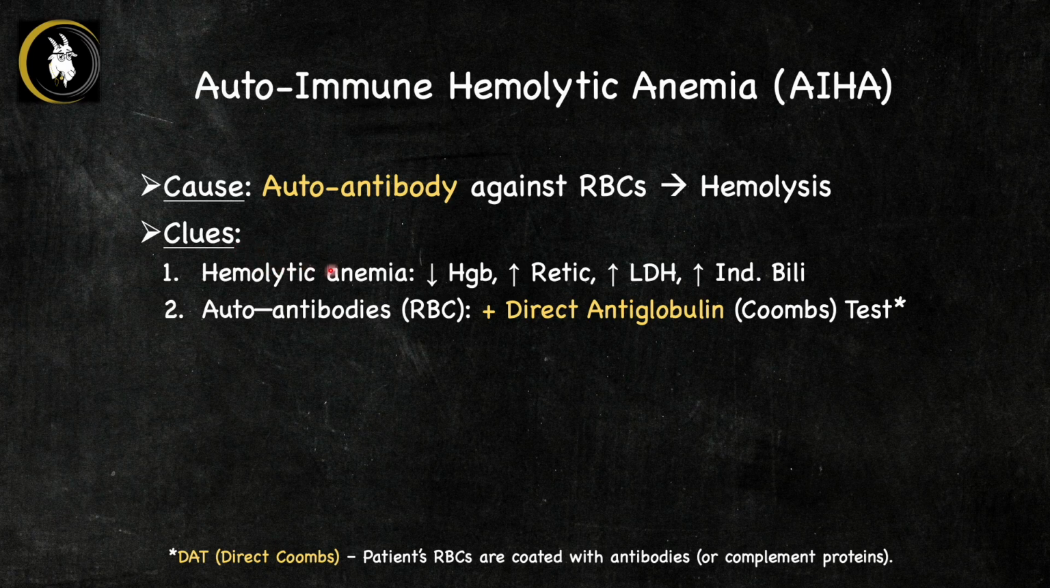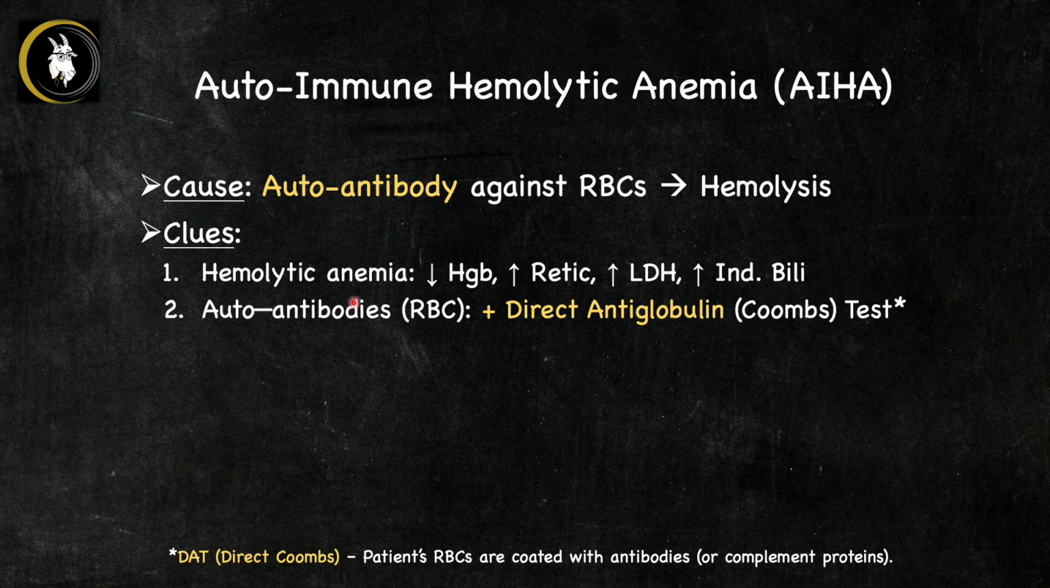And so to make this diagnosis, we need two clues. We need to show that we have hemolytic anemia, and we need to show that we have autoantibodies against the red blood cells. So this is what you're going to look for in a vignette. Signs of hemolytic anemia are a low hemoglobin and hematocrit, high reticulocytes, because more of them are being released into the blood as a compensation for the hemolysis, and then high LDH and indirect bilirubin, because those red blood cells are lysing, and their internal content is getting broken down and released into blood. So this just tells us that you have a hemolytic anemia.